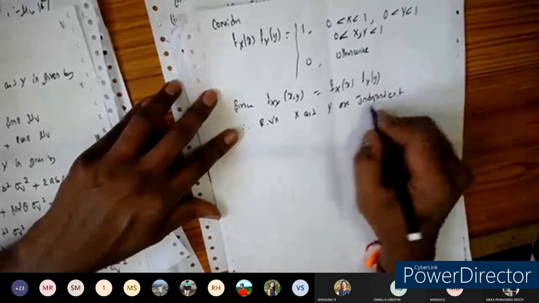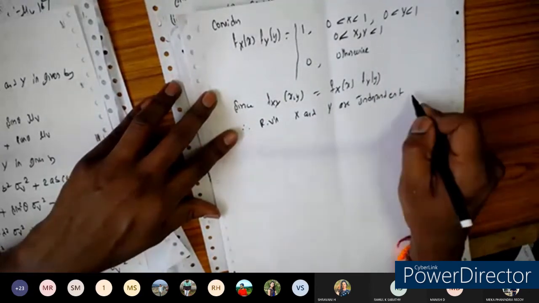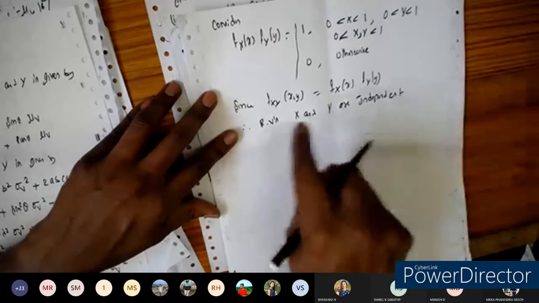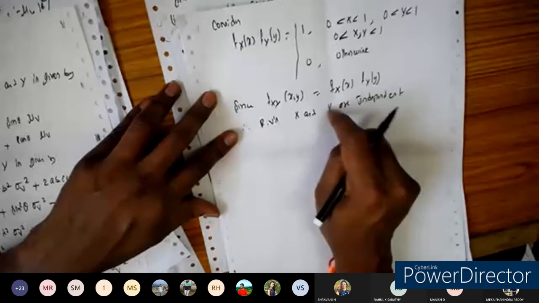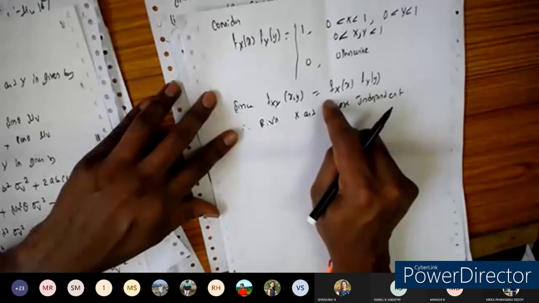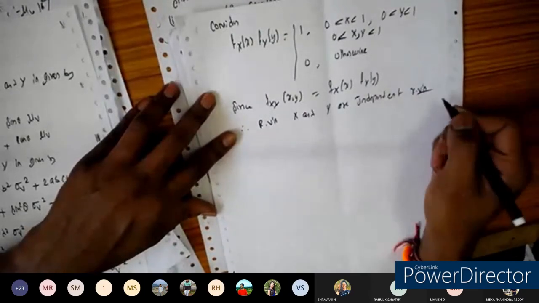Sorry, when you are finding the PDF here, we can say it's an independent random variable. When we are finding the covariance, we can say they are uncorrelated. Okay, so random variables x and y are independent random variables here.